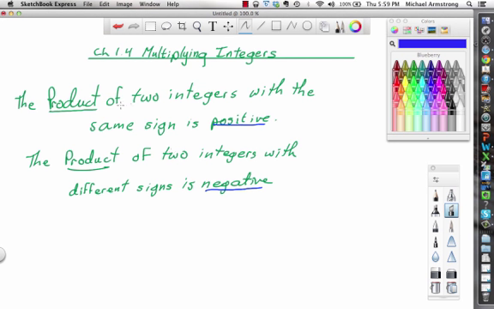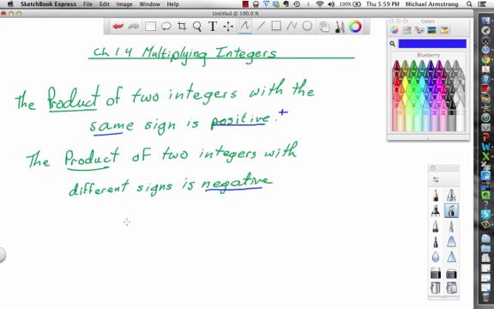The product of two integers with the same sign is positive. Product is a multiplication problem. The product of two integers, all those numbers, -1, 0, 17, -32, all of those numbers are integers, and the product of two integers with the same sign is positive. The product of two integers with a different sign is negative.